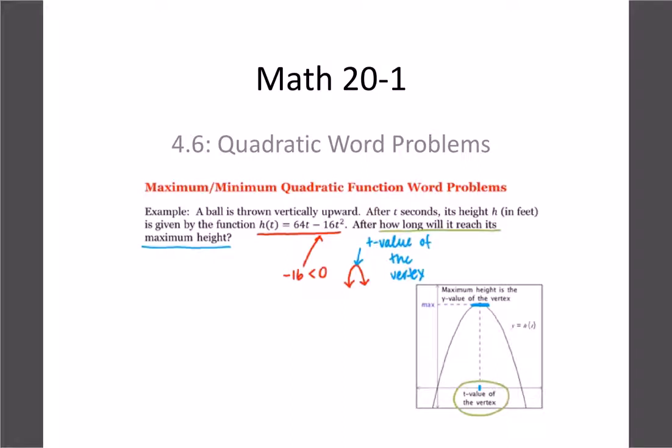Okay, today what we're going to do is finish off this first half of the unit. We're going to look at quadratic word problems. So we're going to look at scenarios where you get some sort of word problem and we're going to use a quadratic equation to help us solve it or find missing values. So here's an example of one.